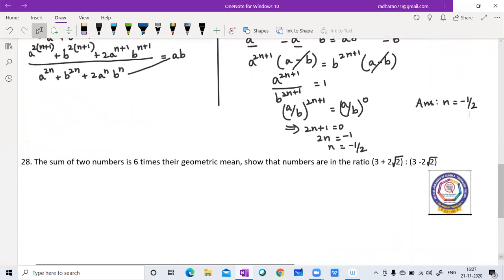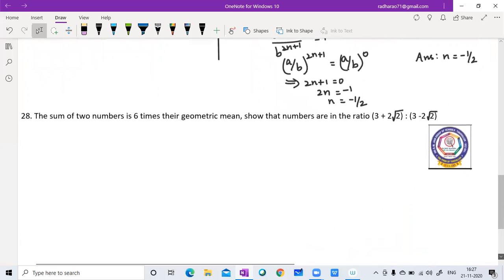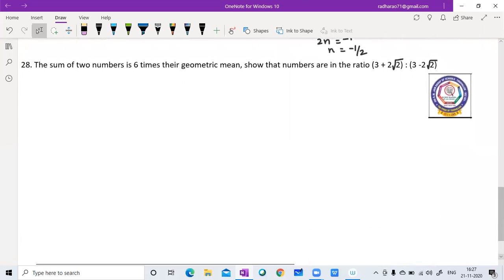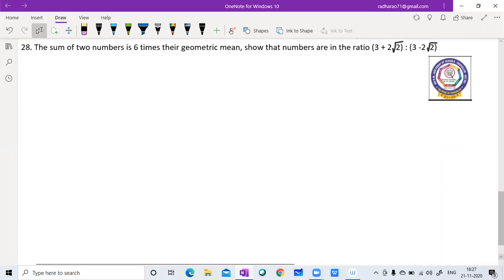Let us see the next question, the 28th one. What is given? The sum of two numbers is 6 times their geometric mean. Show that the numbers are in the ratio 3 plus 2 root 2 is to 3 minus 2 root 2. So what is given? The sum of two numbers is given as 6 times their geometric mean. You have to show that the numbers are in the ratio 3 plus 2 root 2 is to 3 minus 2 root 2. Okay. So sum of two numbers.